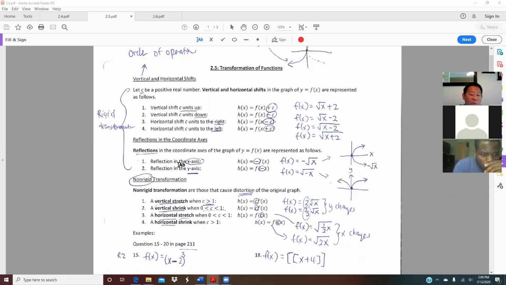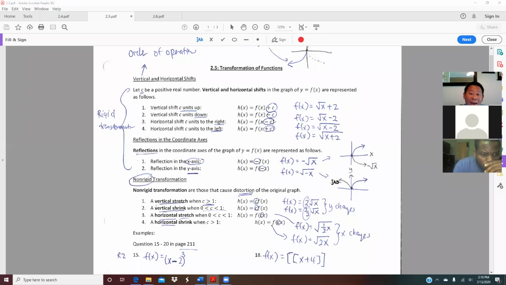Next is reflection. Reflections, we got two types, on the X and the Y axis. When you have a reflection on the X axis, you just flip it over on the X axis. When you have the Y axis, you flip it over on the Y axis. So this is the meaning of reflections on the X and Y axis. For reflection on the X axis, your negative has to be in front of the function. For example, like this one, negative square root of X. That means it's a reflection on the X axis. If you have the Y axis, the negative has to be inside the square root. So when you have the square root of negative X, this is where you do a reflection on the Y axis.